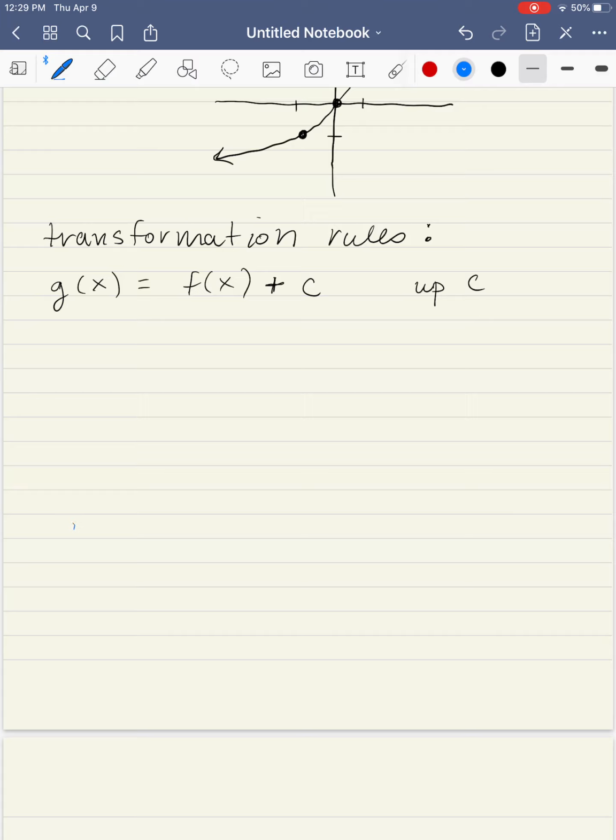But first we'll look at an example of this. For instance, let's say that I have a function, g of x is equal to x squared plus 3.